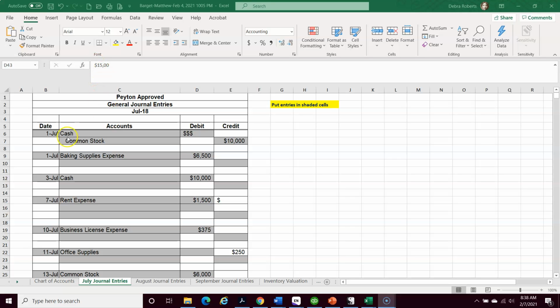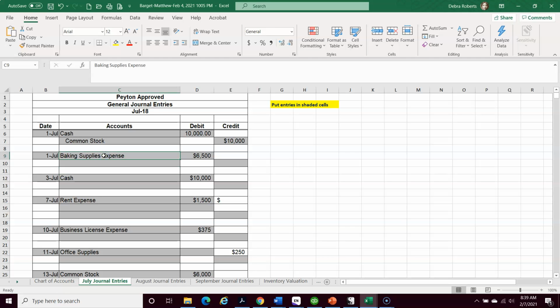Okay. When you think about this entry here, this entry should not have been touched at all. It was given to you at the beginning of the term, and that entry should not be touched at all. The second entry is recording the purchase of baking supplies on credit.